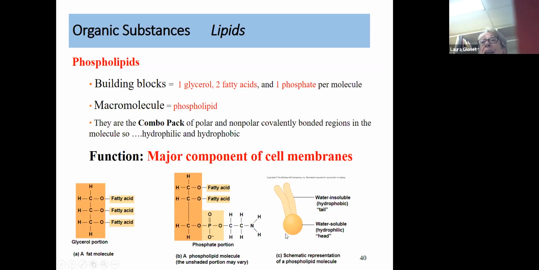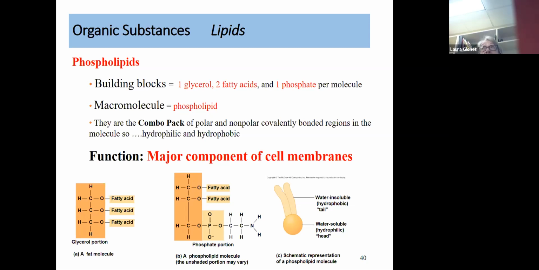And then further to the right, C is the symbol they usually use in most diagrams of a phospholipid. It has a little round ball and 2 tails representing the 2 fatty acid tails that are part of this molecule. So the building blocks of a phospholipid are 1 glycerol, 2 fatty acids, like a lipid, but instead of having 3 fatty acids, we're going to have 1 phosphate group. So we have the same glycerol backbone, 2 fatty acids, and a phosphate group. The macromolecule form is called a phospholipid.